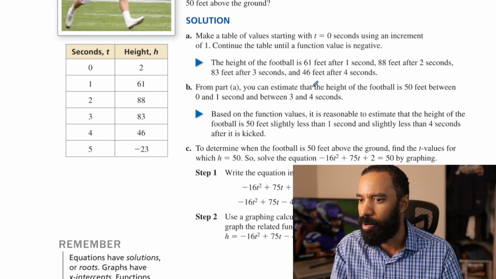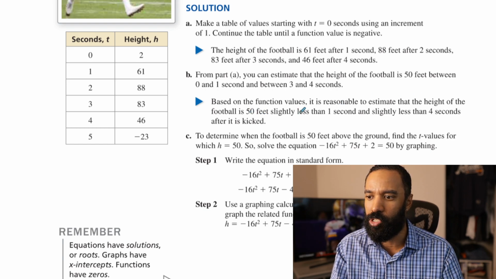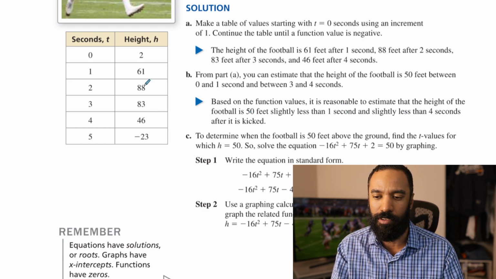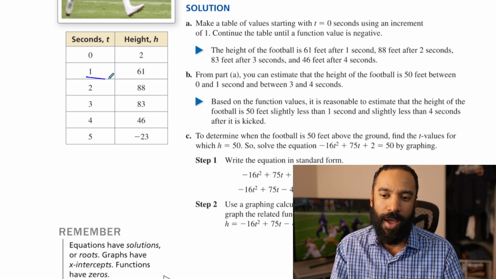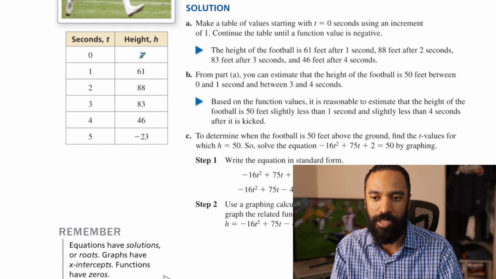From part A, you can estimate the height of the football at 50. So based on the function, it's reasonable to estimate the height of the football at 50 slightly less than 1 second and slightly less than 4 seconds. So they're not really rounding. They're just saying that 61 is closer to 50 than 2 is.